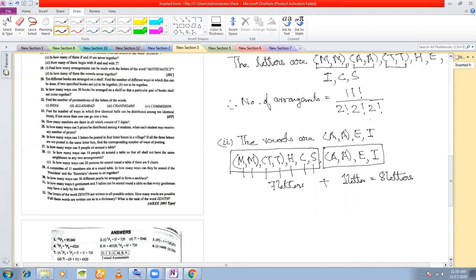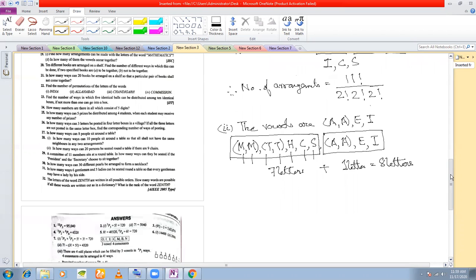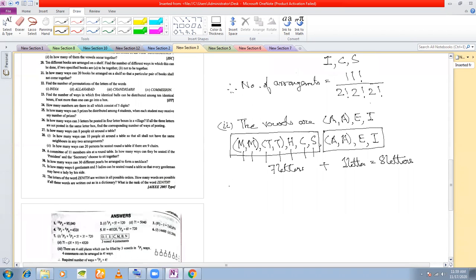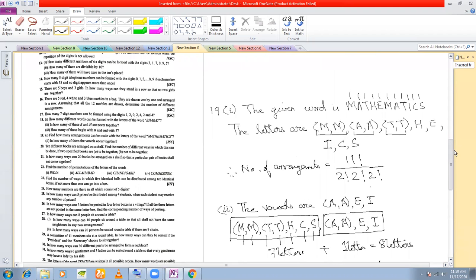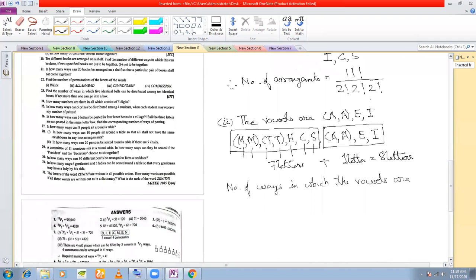Just as we had done in the boys and girls problem, remember? That way. But it will be slightly different. Therefore, the number of ways in which the vowels are always together. That is the question, right? Always together. Yes, vowels occur together. The number of arrangements in which the vowels are always together or occur together.